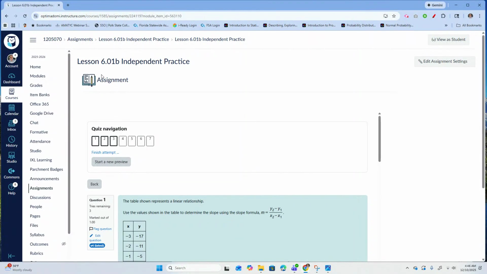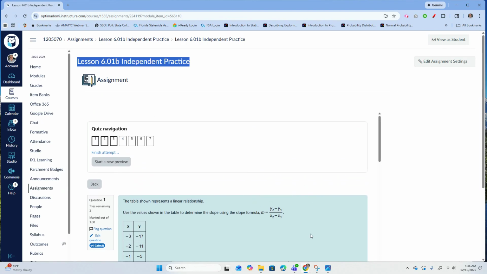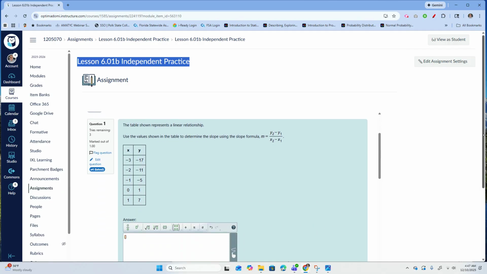All right, here's the video of how to do lesson 6.01b independent practice. Basically, we're going to do the same thing we did in the previous lesson. We're going to calculate the slope, but instead of making the steps on the graph, we're going to be using a formula. Let me show you how this formula works.